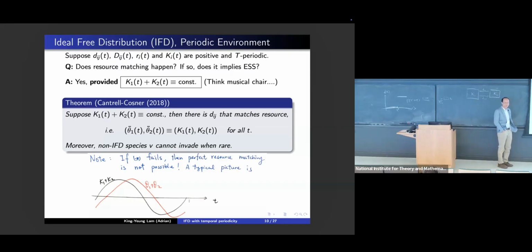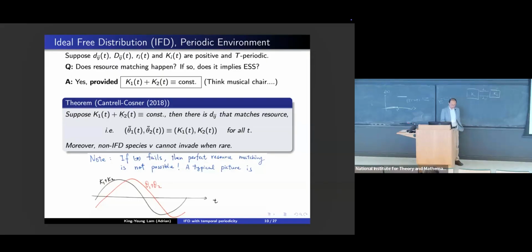You can match the carrying capacity if and only if K1 plus K2, the sum, is a constant. This is an if and only if condition, because if you match carrying capacity, there cannot be net growth or net death of the species, and so the sum has to be conserved. This was proved by Kensher and Costner in 2018. Supposing K1 plus K2 is constant, then the population matches carrying capacity, it is IFD, and it is non-invadable.